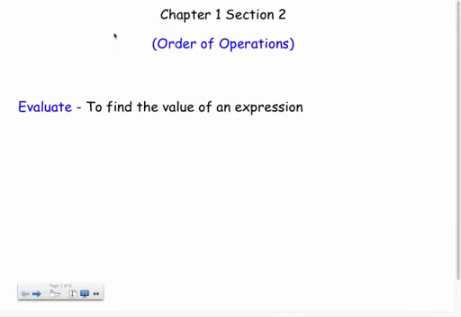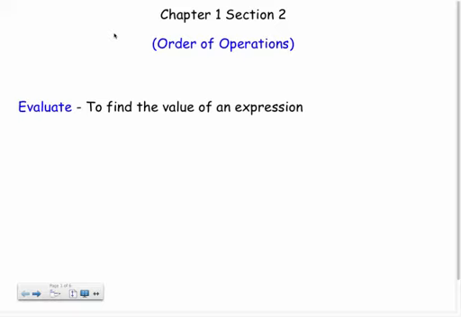Okay, it's time for a little order of operations talk. I know this is kind of review for you, but at the same time, we're going to make it a little more challenging, expand a little bit, make the problems just a little bit longer. So it'll be kind of interesting, kind of fun, even though it is a little bit of review.